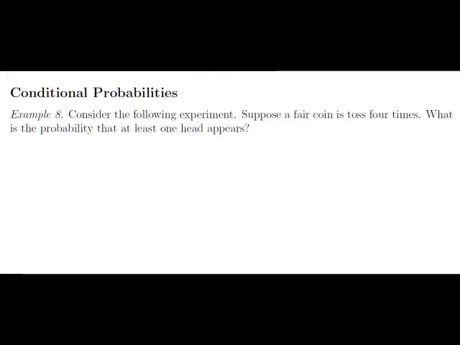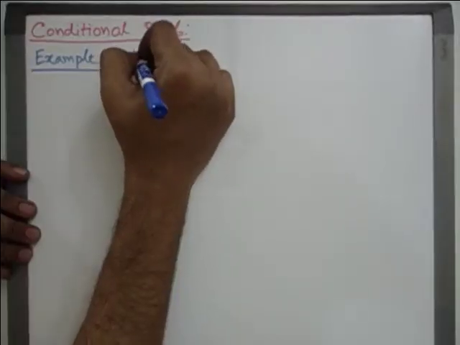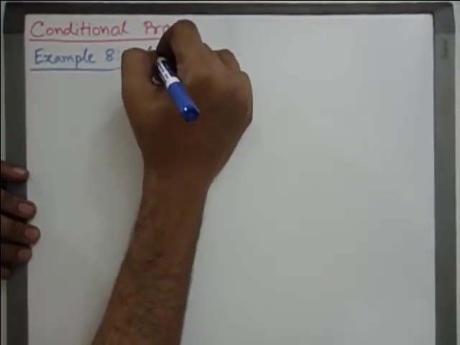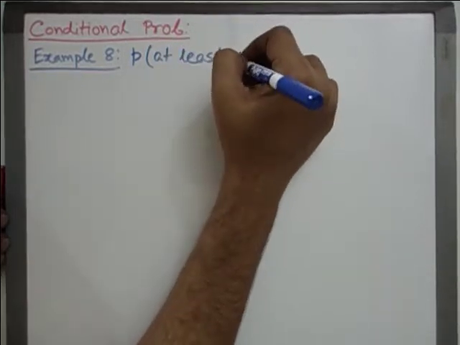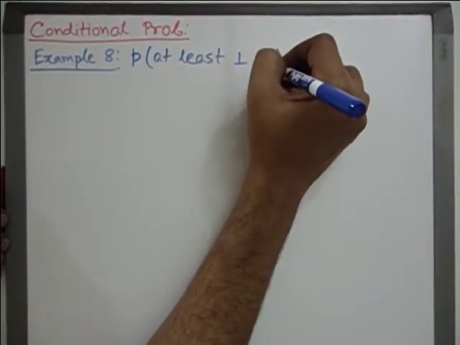Hello everyone. So today we are going to talk about conditional probabilities. Example 8. Suppose a fair coin is tossed 4 times. What is the probability that at least one head appears? So we are trying to find out at least one head, right?